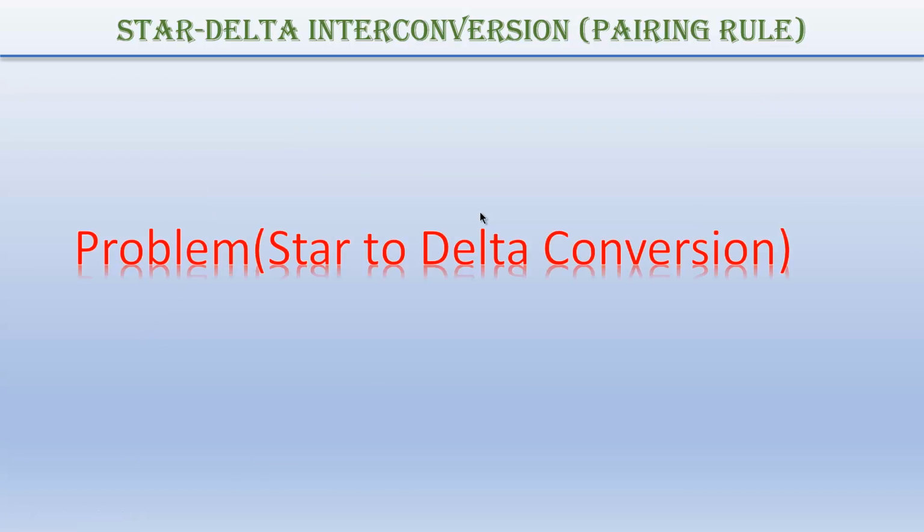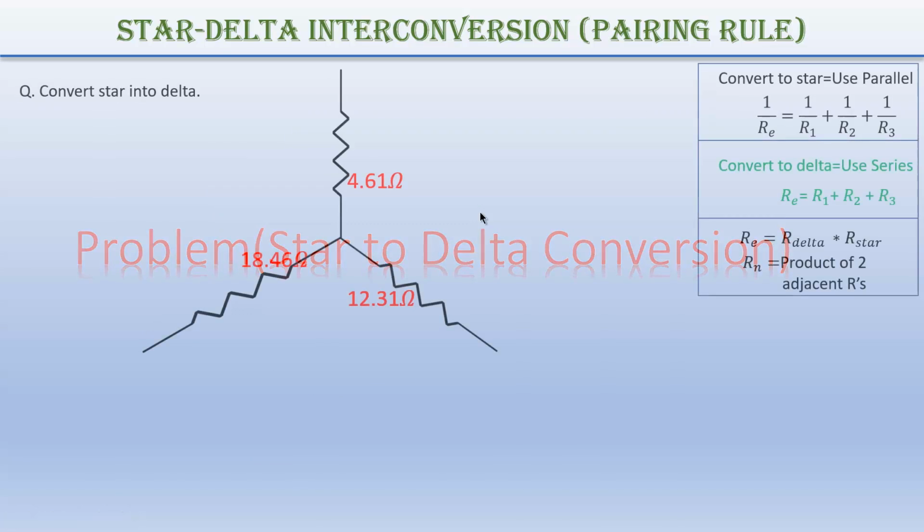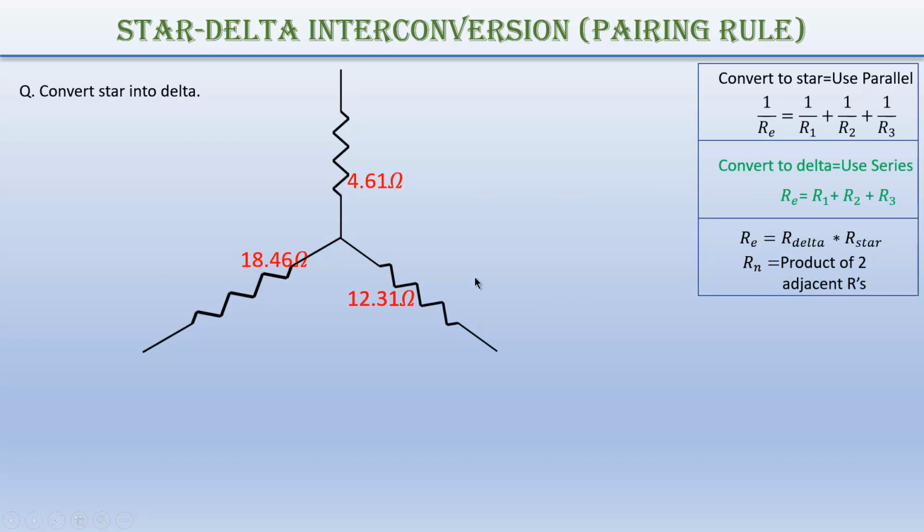So let's reverse this problem. We change from star to delta conversion. So this is the result that we just got from the initial problem. So this star network is to be converted into delta connection, so we need to use the series connection.